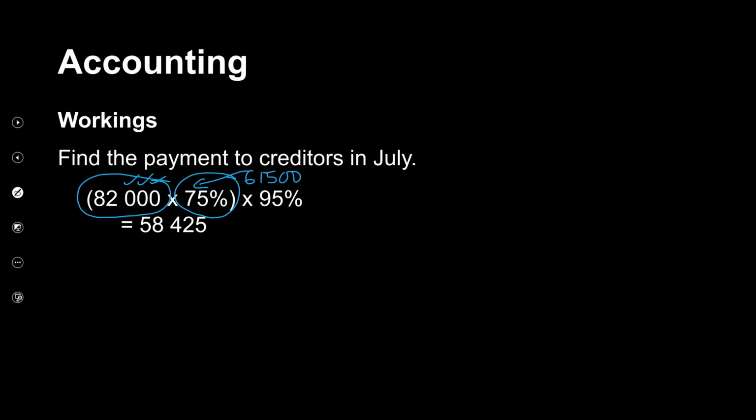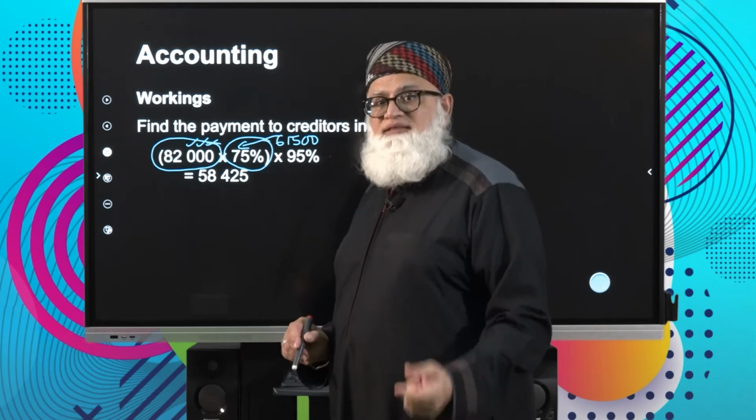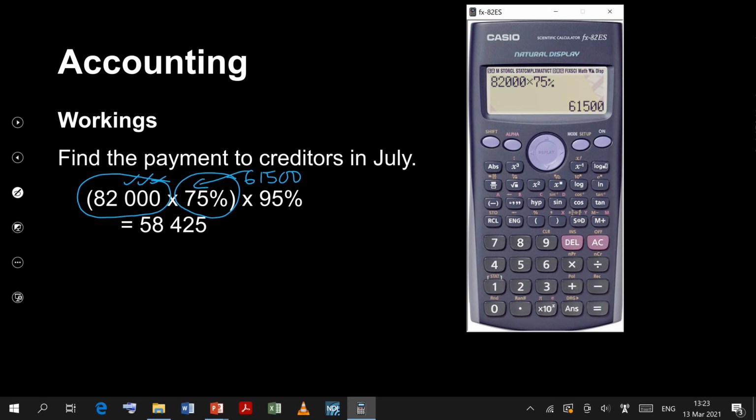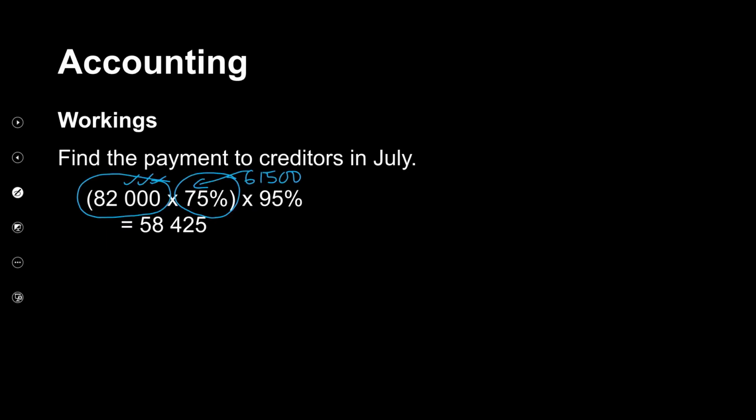Okay, now, how are you expected to make your payment to your creditors? In the month following the month of purchases, subjected to a 5% discount. The easiest way to do that is to take the 61,500, watch, times 95%. And you get a figure of 58,425. There's my answer, 58,425.